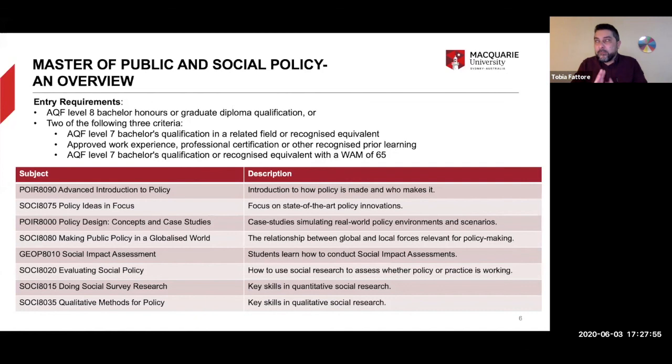Now, no prior knowledge in mathematics is required. It's really about applied social statistics, which are very, very powerful and can be used to predict certain outcomes as well. So very powerful tools.